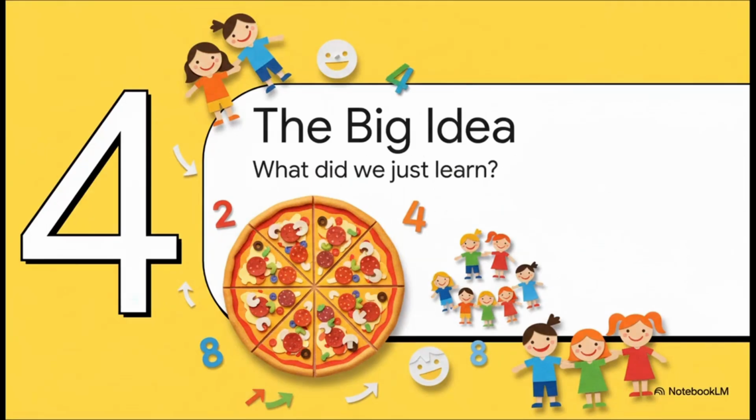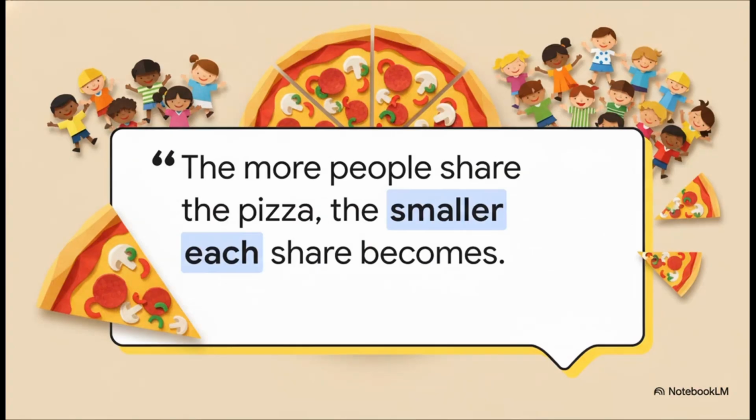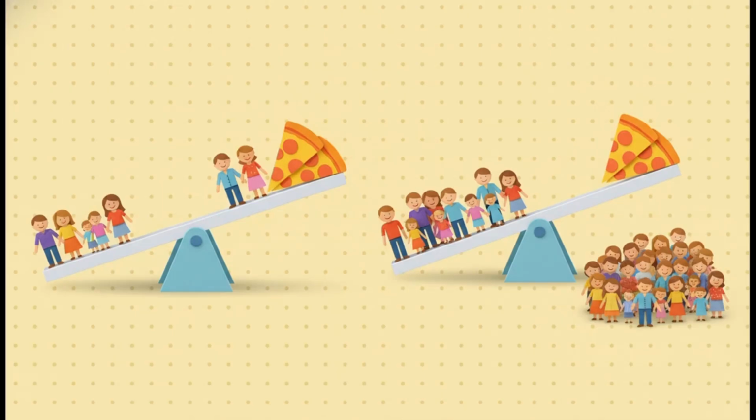Okay, let's pause for a second and think about what just happened. We started with 2 friends, then we had 4, and then it became a big party with 8. So what was the big idea? What did our pizza party just teach us? This is it. This is kind of like the golden rule of our pizza division. The more people you have sharing the pizza, the smaller each person's share becomes. It's a pattern we literally just watched happen. So it's a really simple rule, right? When the number of people sharing goes up, the number of slices for each person has to go down. They're totally connected, kind of like they're moving in opposite directions.